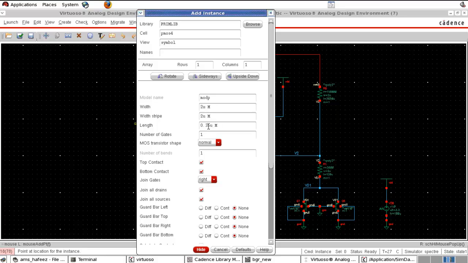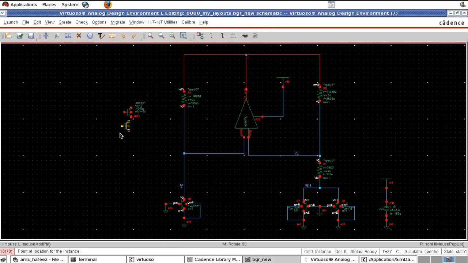We need a small PMOS only. So one end of the PMOS we want to connect here, and the other part to the VDD. Sorry, not here. We want to connect this to VDD.